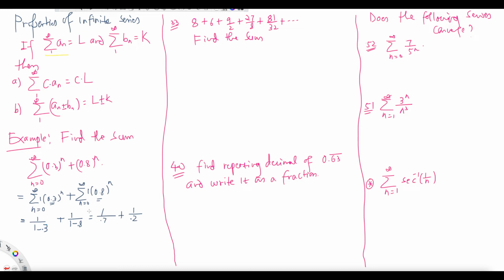So let's use the calculator. 1 over 0.7 plus 1 over 0.2, right? If you do that, you will get 6.43. That's what you get, right?